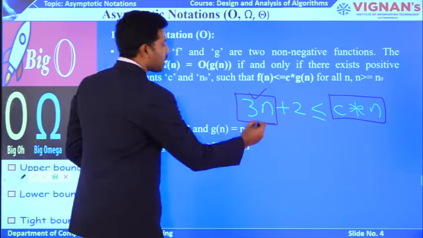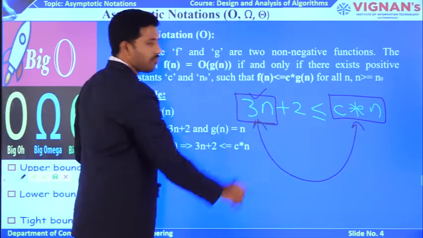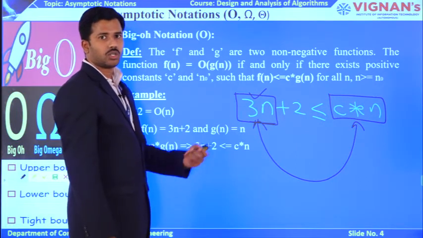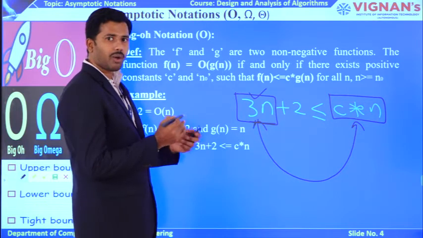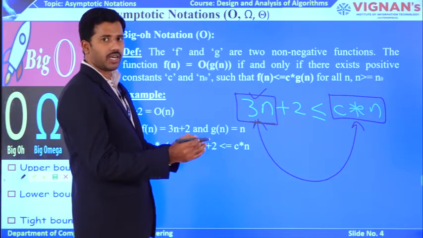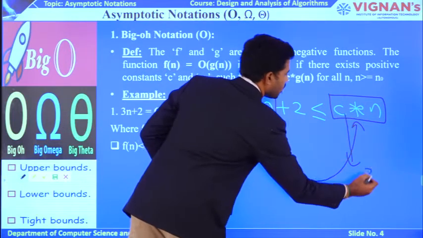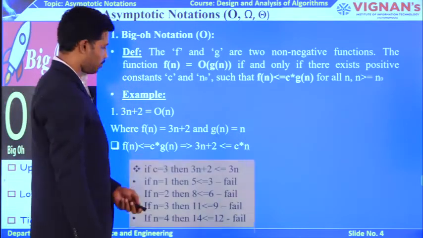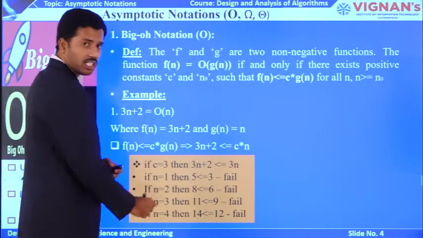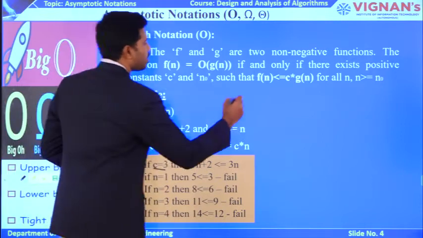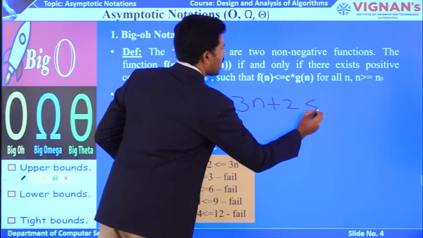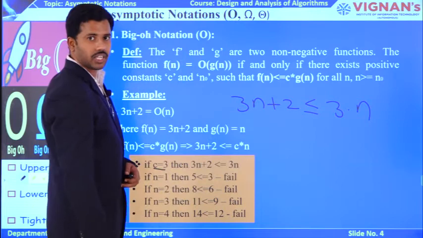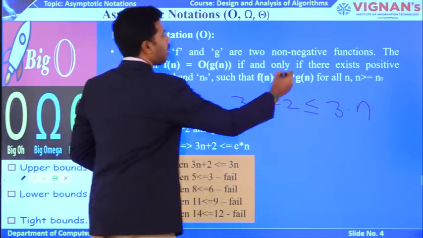Based on this comparison between the power of f of n and g of n, you try to take the C value. So do not take C value as 1 or 2 directly. By comparing the power of f of n and g of n, you take C value as 3. Now, we observe how the equation becomes. If you take C value as 3, my equation becomes 3n plus 2 less than or equal to 3 into n. Why? Because I have taken C value as 3. Yes, I got C value as 3.